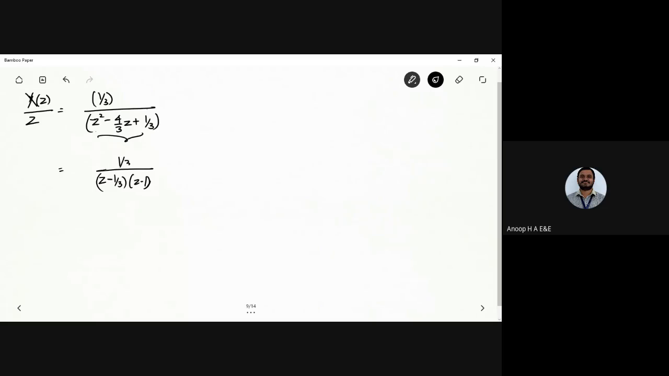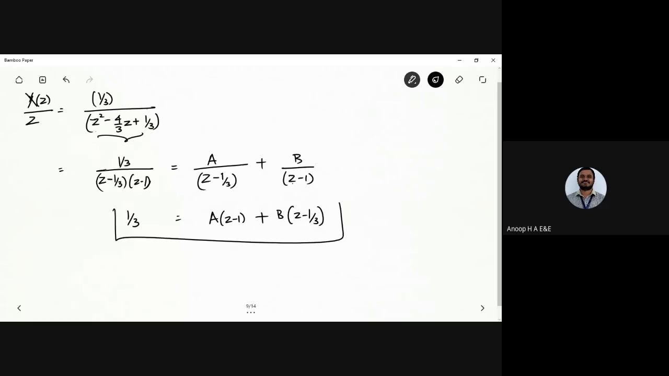Okay, so I have 1 by 3 here in the numerator. So how do I expand this? I expand it by the partial fraction method, such as a divided by z minus 1 by 3 plus b divided by z minus 1. Then a times z minus 1 plus b times z minus 1 by 3, and at this end I'll be having 1 by 3. Both the terms get cancelled and you are left with this expression here. So how do I find out the constants?